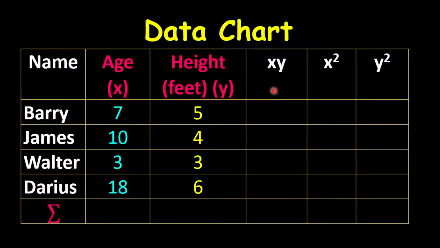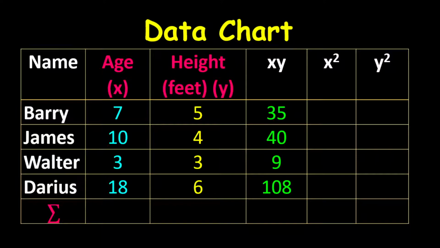And so the other 3 things that I want you to find are XY, X squared, and also Y squared. Once you have found all these 3 other factors, then you add up each column to find the sum of each column, and you'll make your life way easier in calculating the correlation coefficient. So now let's fill out this table.